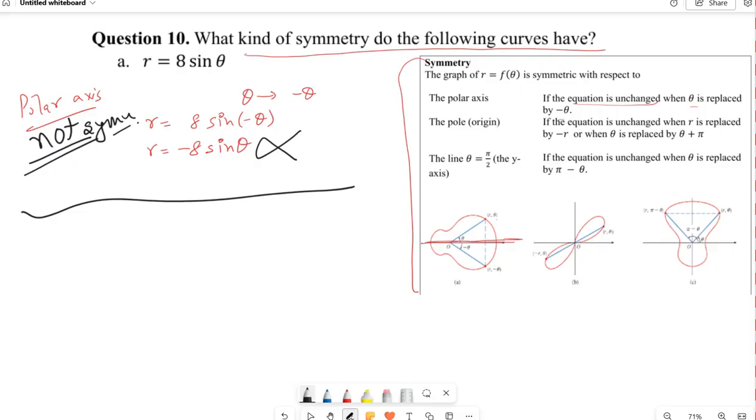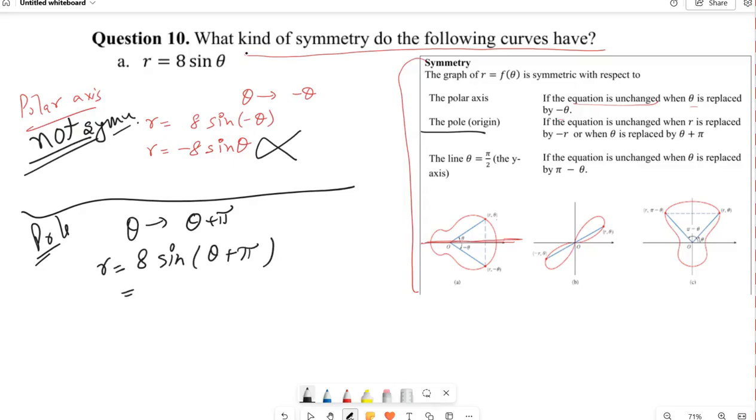Let's check with the pole. To check with the pole, we need to change either r to negative r or theta to theta plus pi. So let's try theta to theta plus pi. So r equal to 8 sine of theta plus pi. Now theta plus pi is in the third quadrant, and sine is negative in the third quadrant. So that also is going to be negative sine theta. Again, not the same as the original equation. So not symmetric with respect to the pole also.